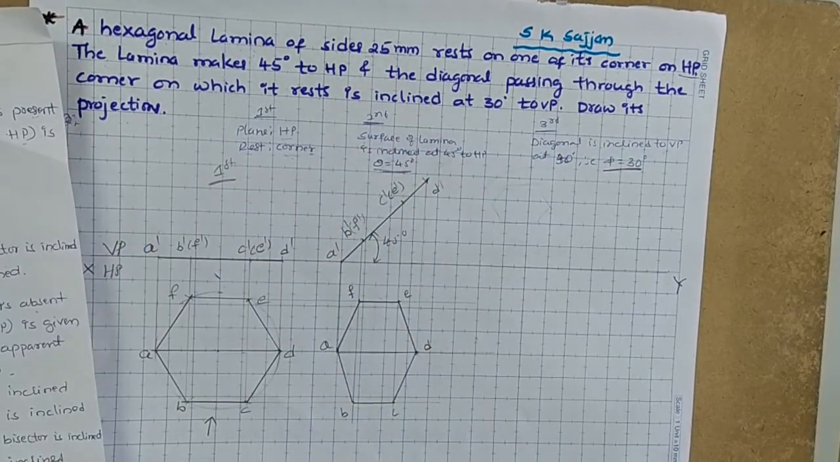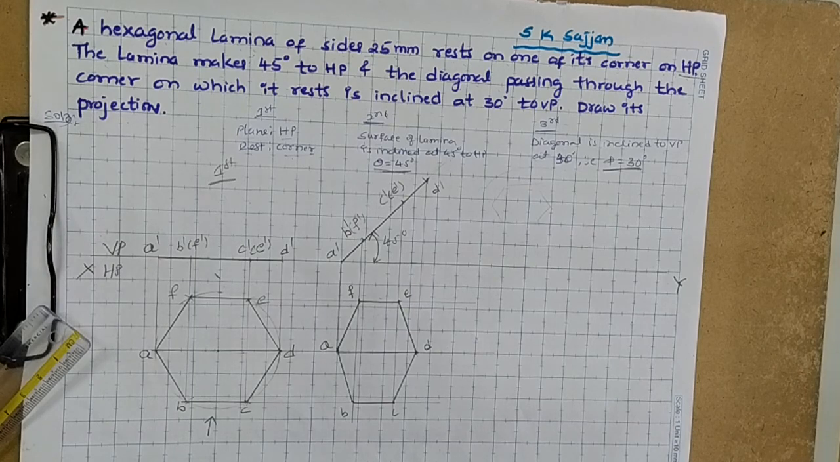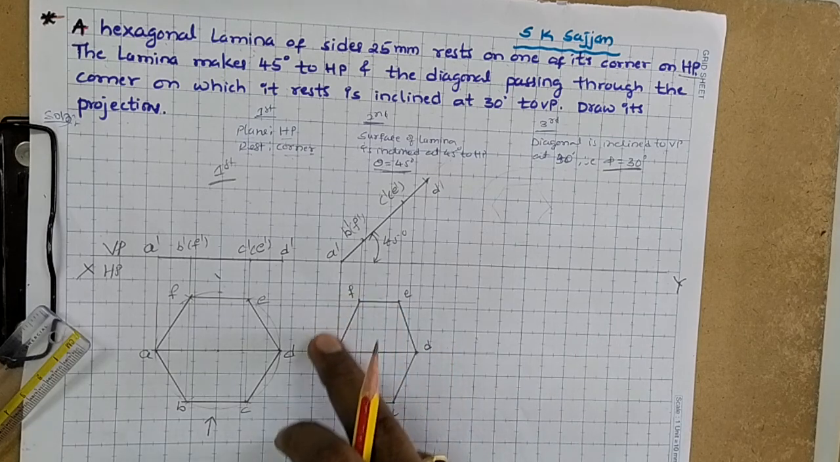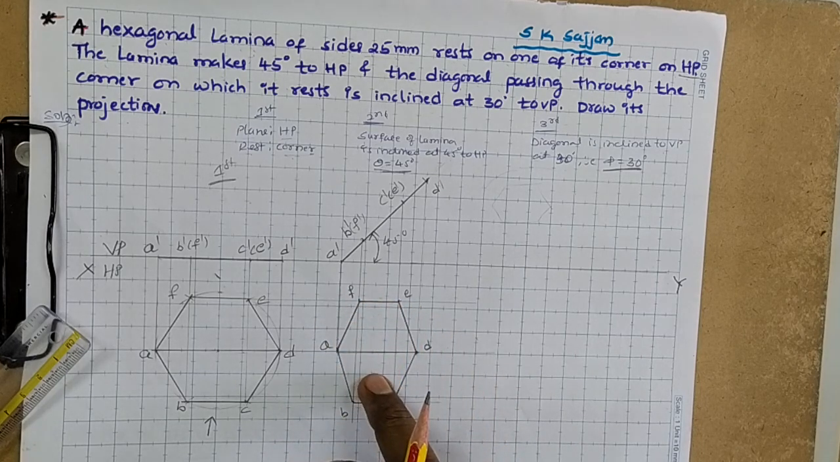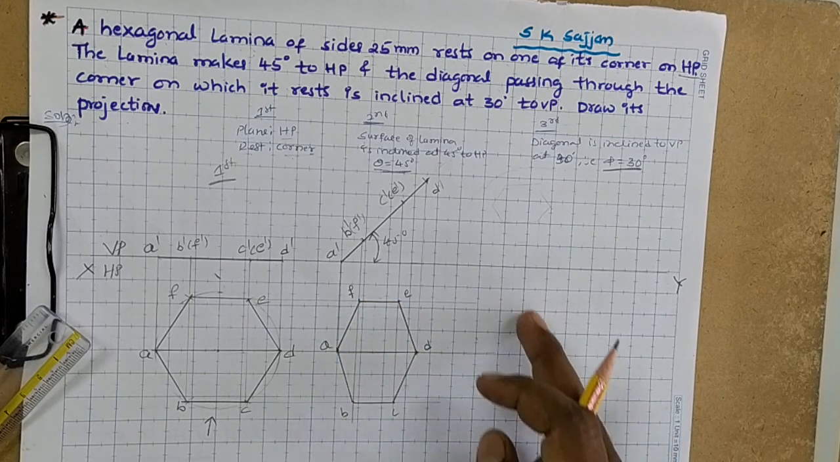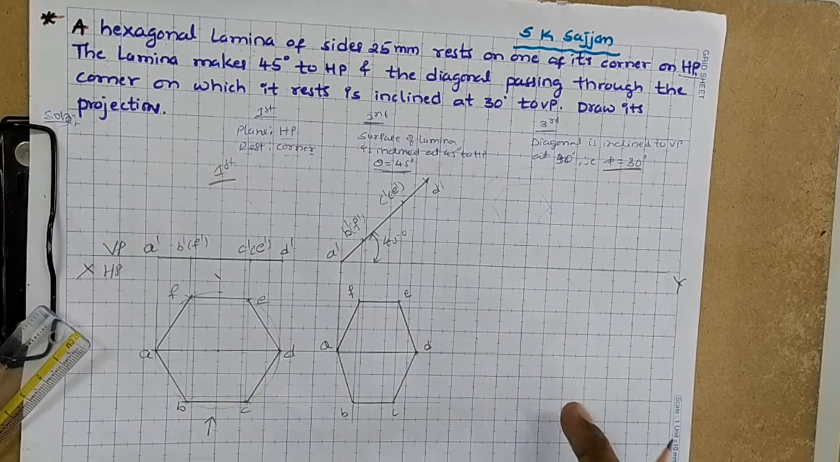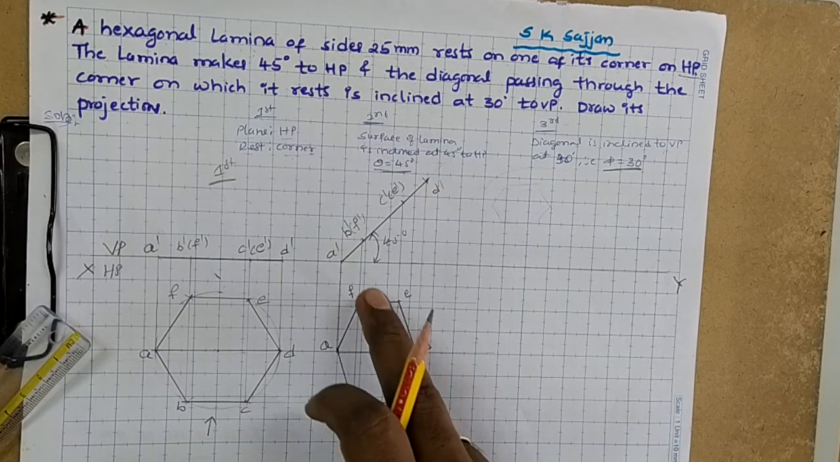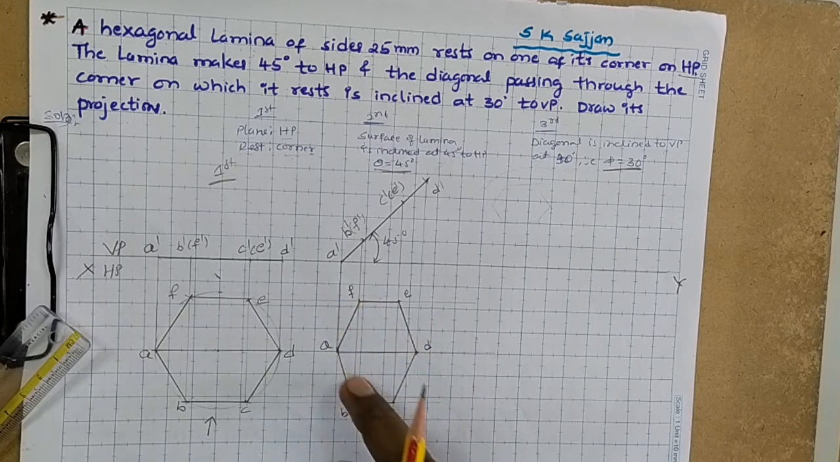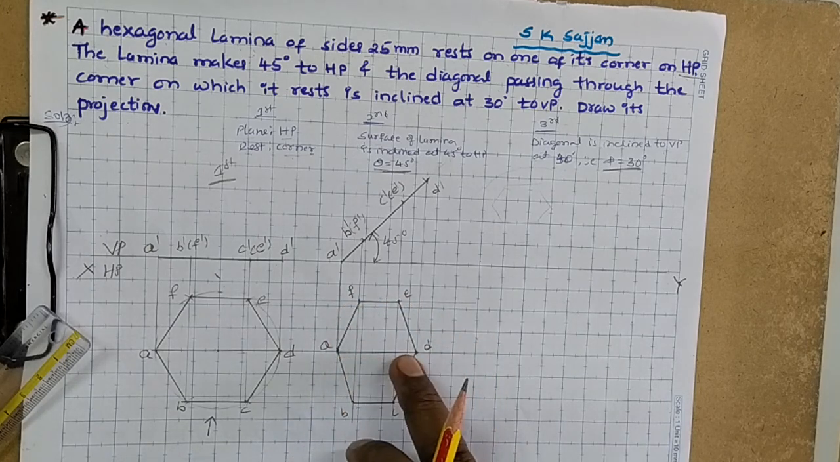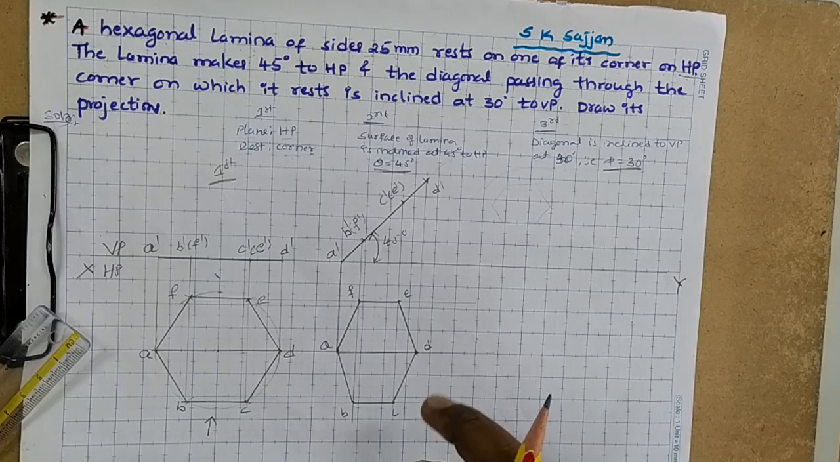Next, by rotating the second position of the top view, we will obtain the third position of the top view. Correct? See, in this top view, six sides are there and one diagonal is there.